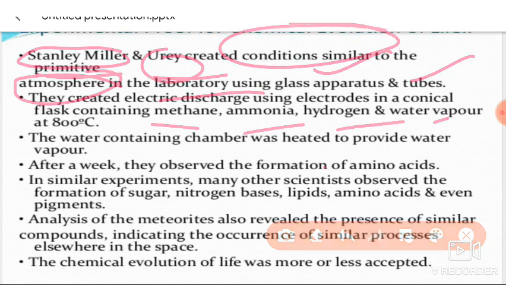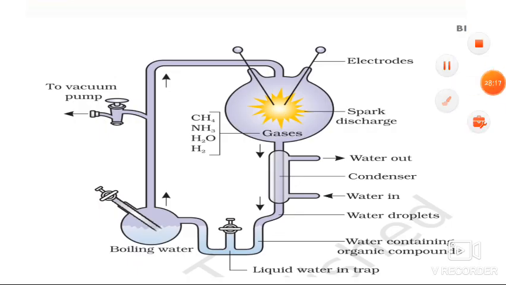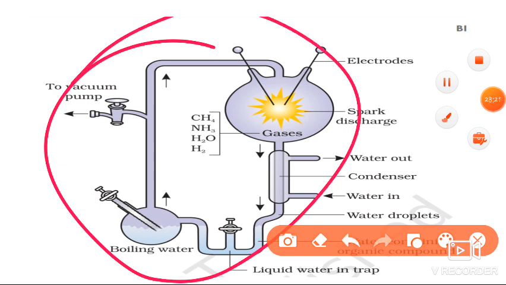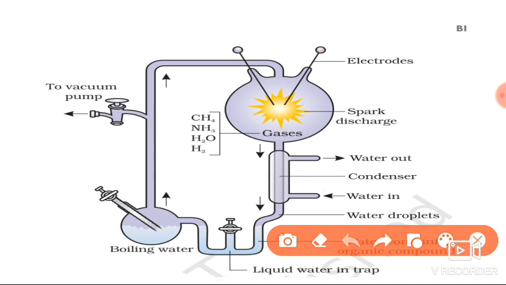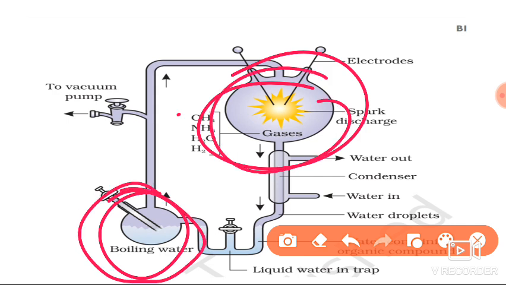That diagram is here. This is the diagrammatic representation, the experimental setup that they prepared in the laboratory. Here you can see two flasks. In one flask they used water, and in the other flask they used gases.